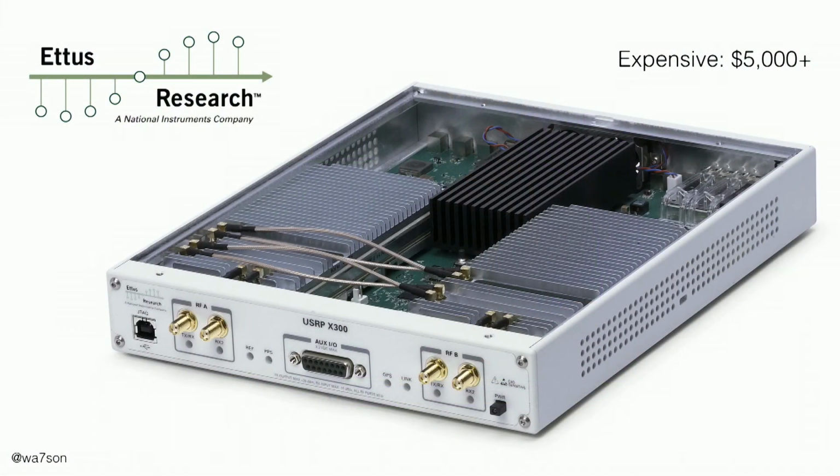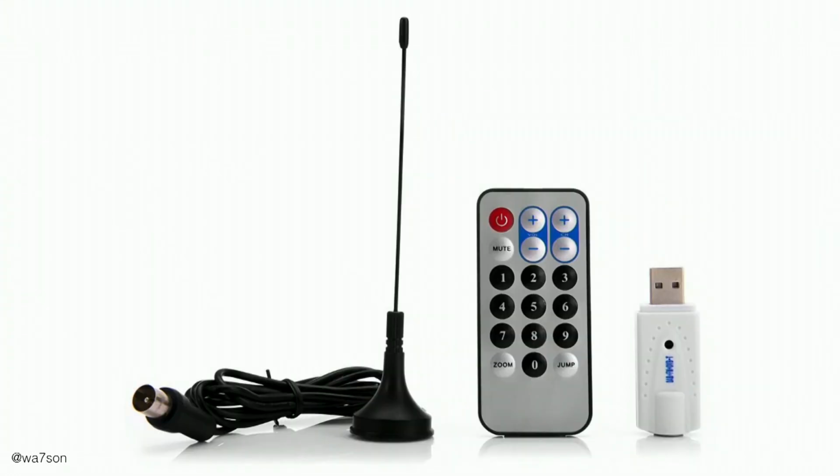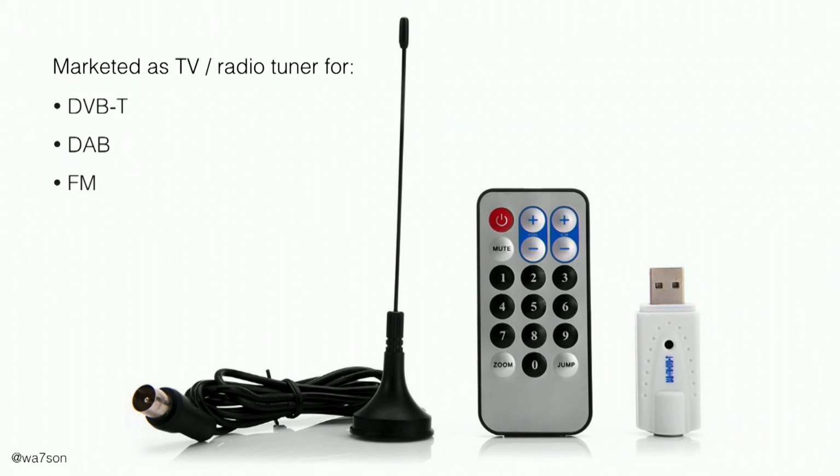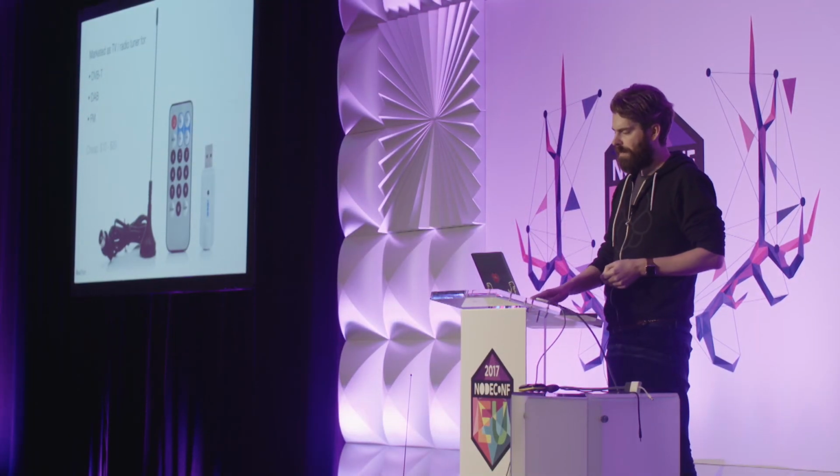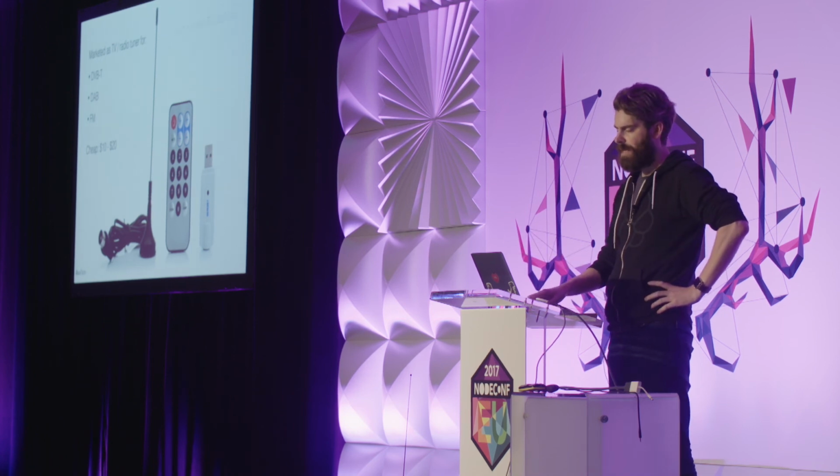And software-defined radio is nothing new. At this company, Ettus Research is probably one of the most famous for doing software-defined radios. But it's super, super expensive. You have to be doing something in a lab where this makes sense. This starts at $5,000 and upwards. But then something happened. This guy here, you can buy it today on Amazon. It's basically a USB TV dongle that you can watch TV on your computer and listen to FM radio. It's very cheap, like $10 to $20.